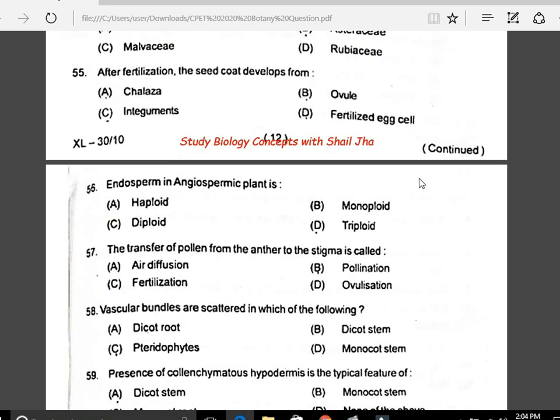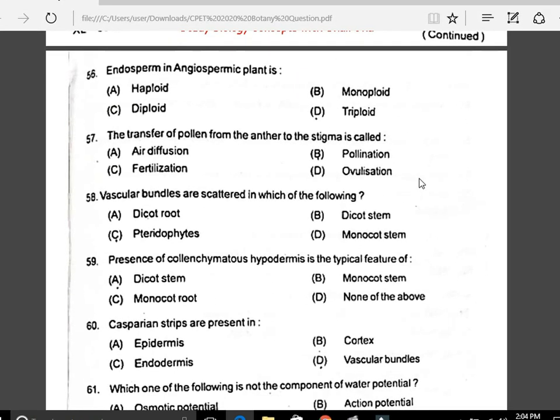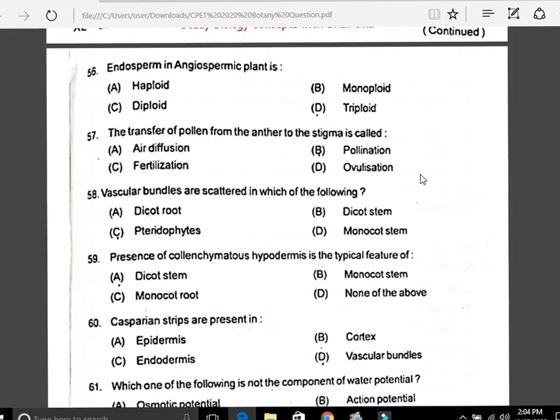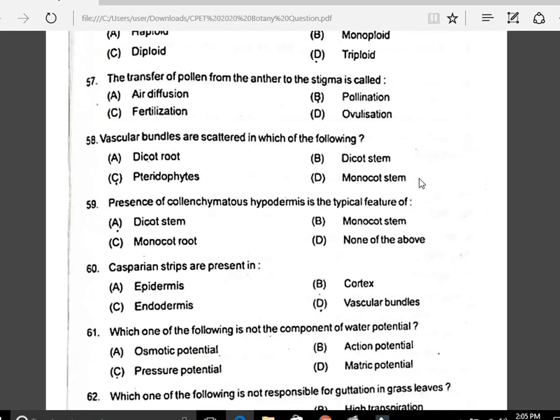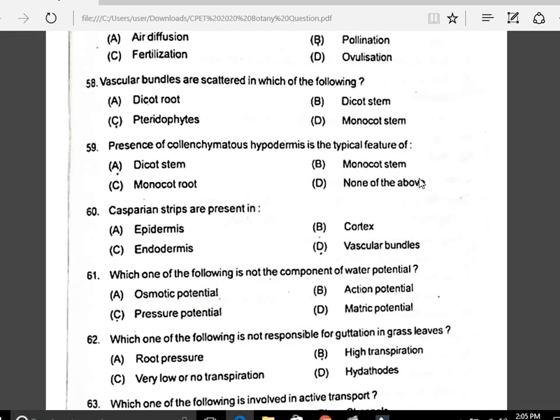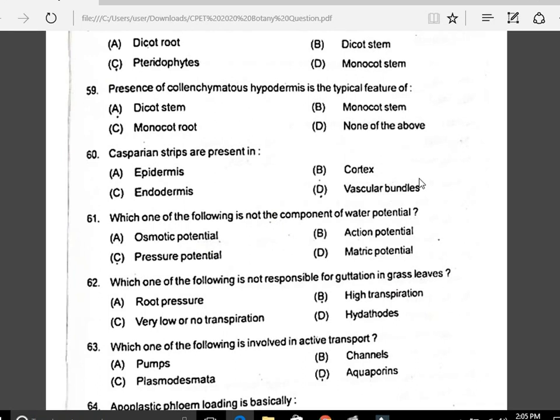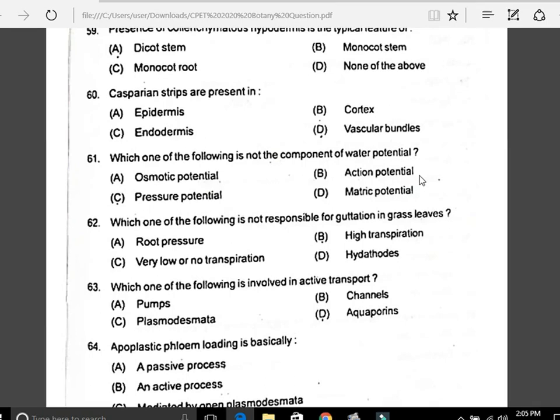After fertilization, the seed coat develops from C, that is integuments. Endosperm in angiospermic plants is triploid, that is D. The transfer of pollen from the anther to the stigma is called B, that is pollination. Vascular bundles are scattered in which of the following? The answer is D, monocot stem. Presence of sclerenchymatous hypodermis is the typical feature of A, that is dicot stem.